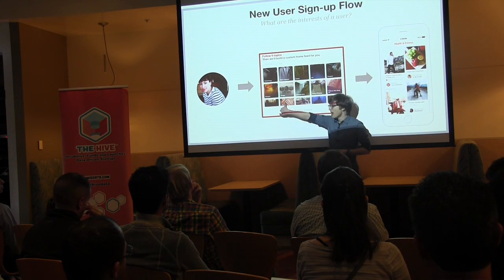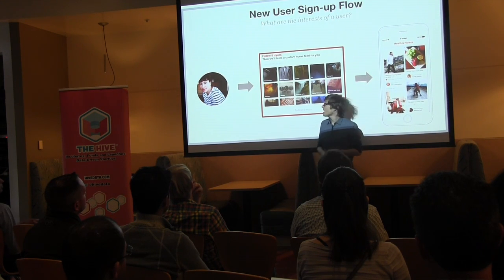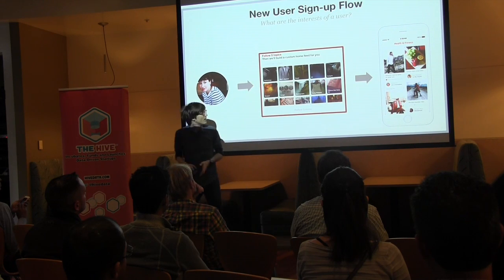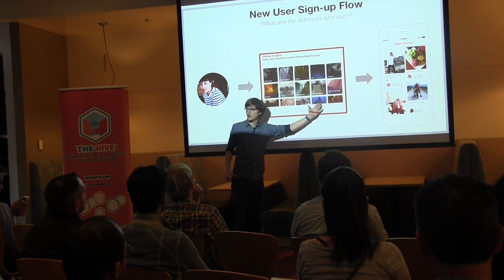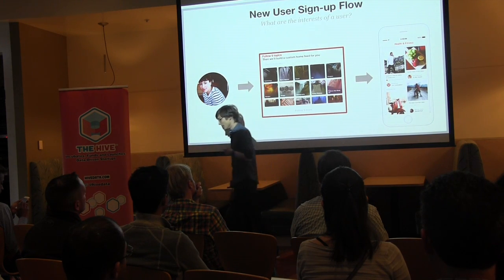If the person here would say, I'm interested in fitness, we would start putting some fitness pins in. Or if they say, I'm interested in food, we put a food pin in there, and so on, right? So this is part of the new user flow that allows us to construct this very, very quickly.